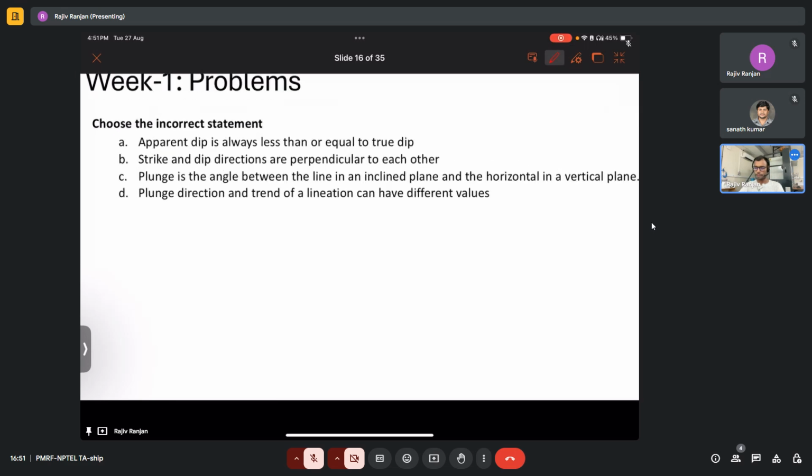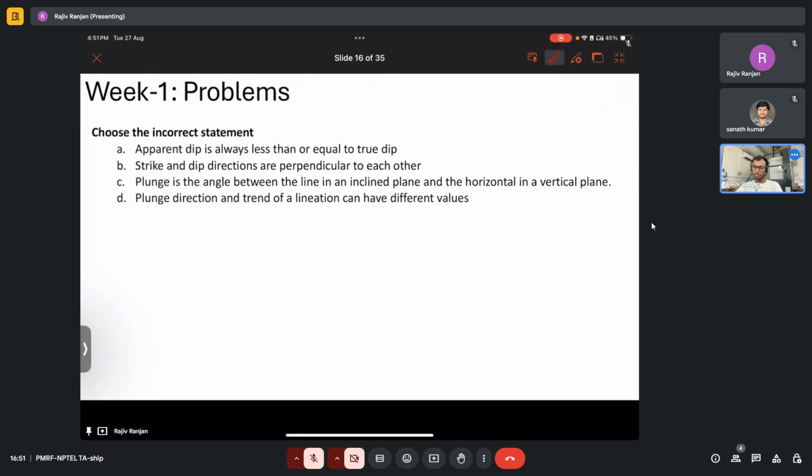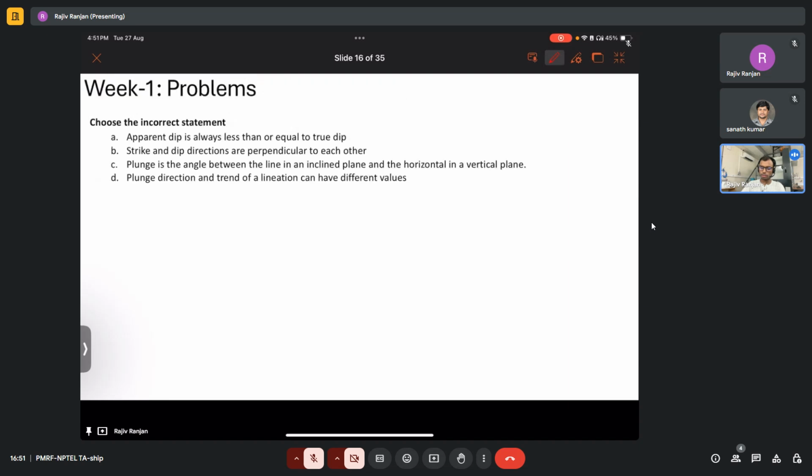Okay, move to the next question. This question says choose the incorrect statement. Remember, incorrect. Option A: apparent dip is always less than or equal to true dip. Option B: strike and dip directions are perpendicular to each other. Option C: plunge is the angle between the line in an inclined plane and the horizontal in a vertical plane. Option D: plunge direction and trend of a lineation can have different values. Try to find the incorrect one.